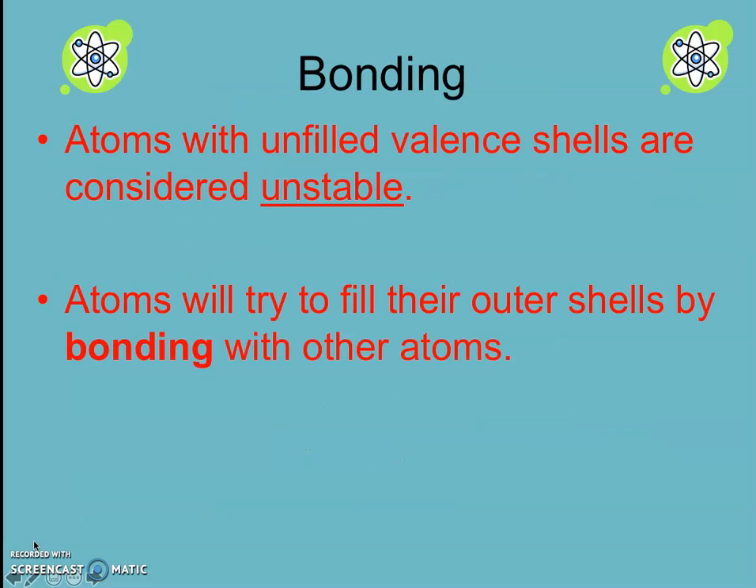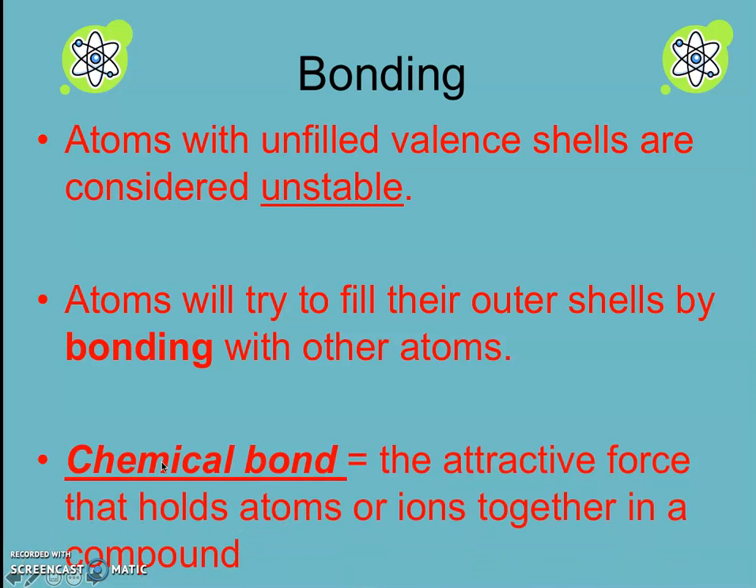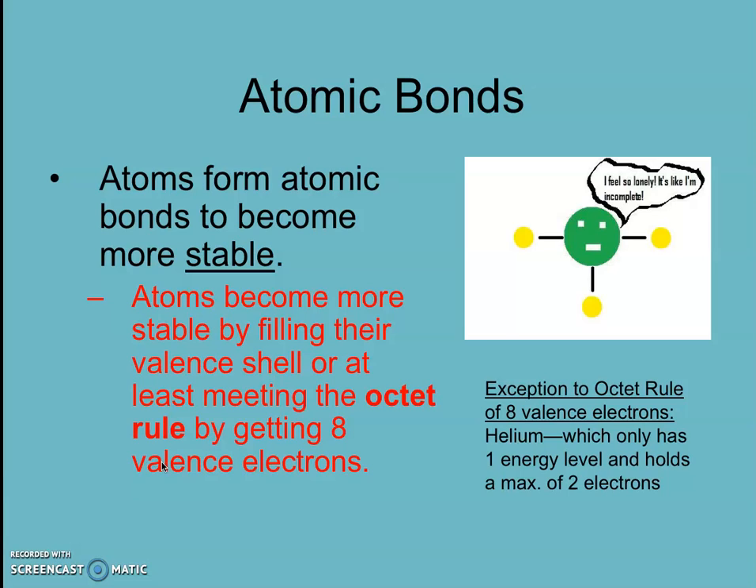So the whole purpose of bonding is because atoms are unstable. They're unstable because they have unfulfilled valence shells, so their outer shell is not complete. So they're going to try to fill it up by bonding with other atoms. So a chemical bond is going to be the attractive force that holds atoms or ions together in a compound. So again, the whole purpose is to try to be stable, and we try to be stable by filling that valence electron shell with at least 8 electrons. That's going to be our octet rule.